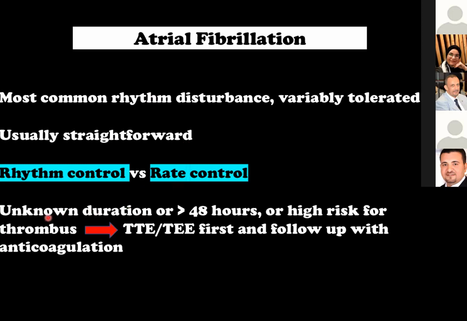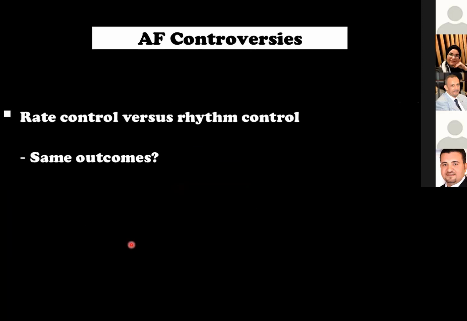For atrial fibrillation, if you have unknown duration or onset of more than 48 hours, or the patient has a high risk for thrombus formation, if you look at the left atrium by transthoracic or transesophageal echo and find what cardiology calls left atrial smoke, then you have to order a transthoracic echo, then follow up with the anticoagulation protocol.